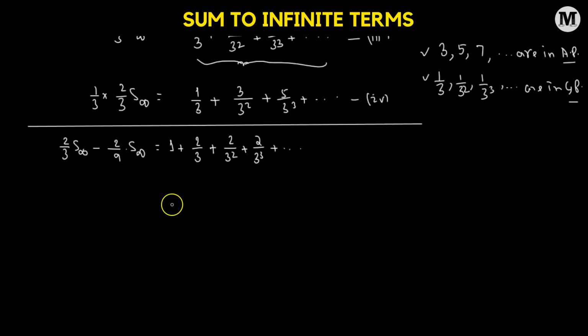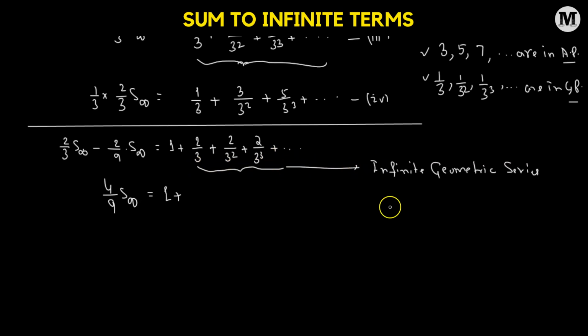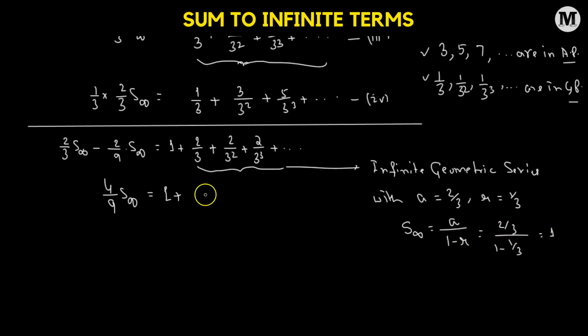Now let's further simplify. Here we have 2/3 minus 2/9, so that's going to give us 4 over 9 of the sum up to infinite terms. This will be equal to 1 added to, now if we look at this sum, this is an infinite geometric series with the first term a equal to 2 over 3 and the common ratio equal to 1 over 3. And we know the sum to infinite terms of a geometric series is given by a over 1 minus the common ratio r. So when you substitute these values, we have 2 over 3 divided by 1 minus 1 over 3. So that's going to give us a sum equal to 1. So that means we have 1 in this particular place of the series.